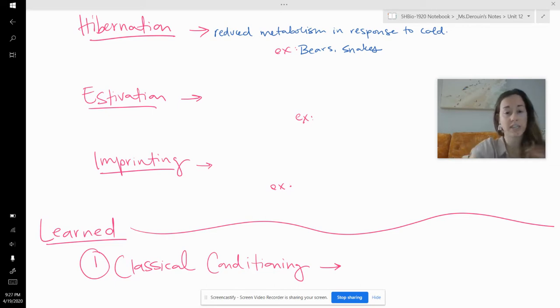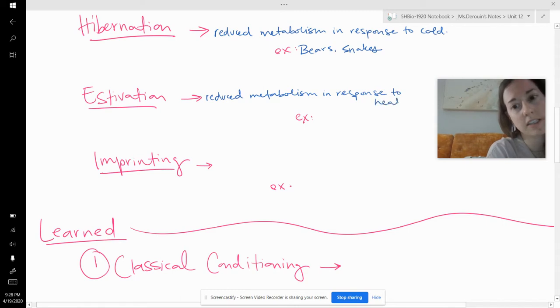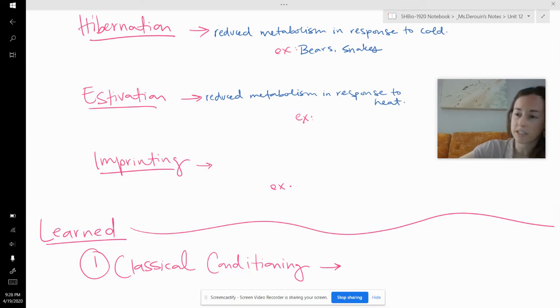And then estivation is the same thing. It's reduced metabolism in response to heat. Basically, this is to keep from overheating. Usually, hibernation is longer than estivation. Estivation might just be during the daytime.